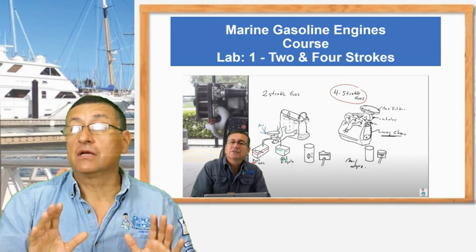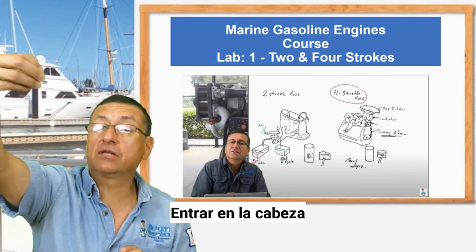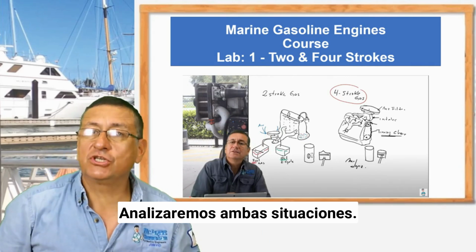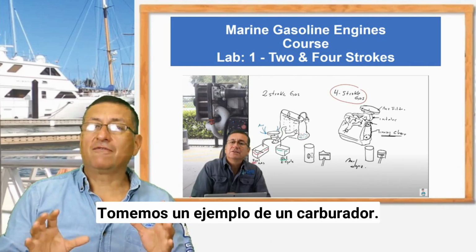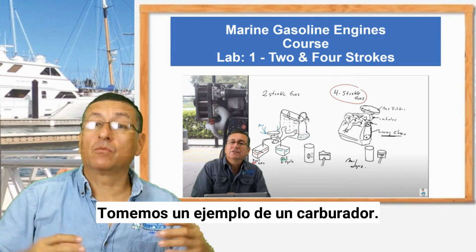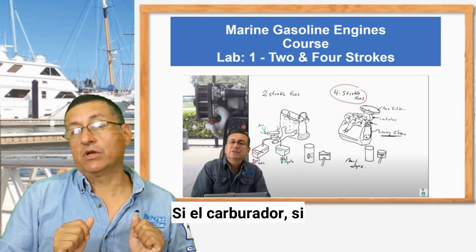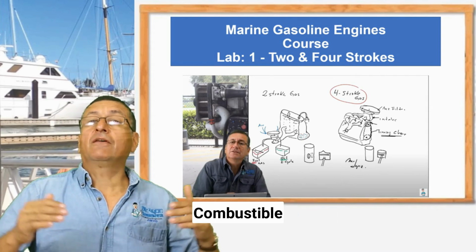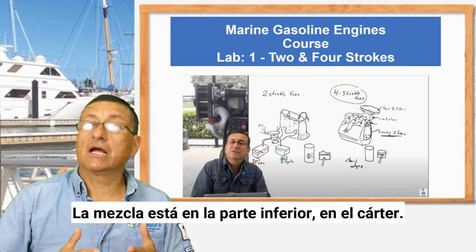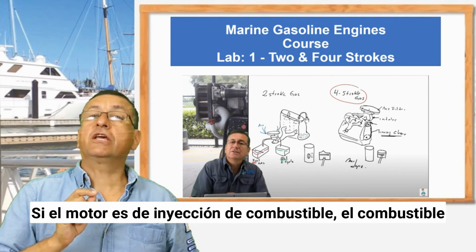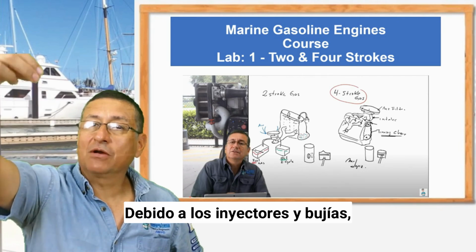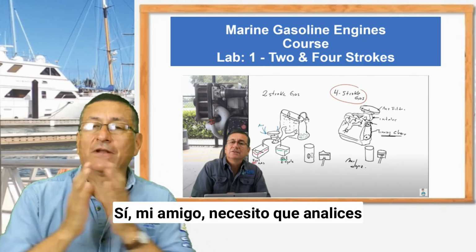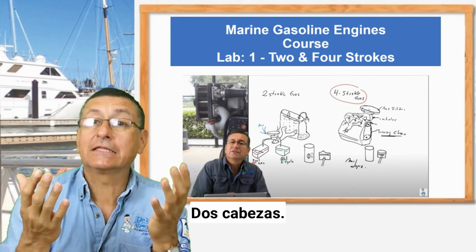This applies if it is carbureted, because if it's fuel injected, the fuel enters on the head, because the fuel injector is located on the head. We are going to analyze both situations. Your instructor has one example with a carburetor. If the engine is an outboard two-stroke carbureted, the fuel is mixed in the bottom, in the crankcase. If the engine is fuel injected, the fuel enters on the head, because the injector and the spark plug, both of them, are located on the head. Yes, my friend, I need you to analyze both heads.